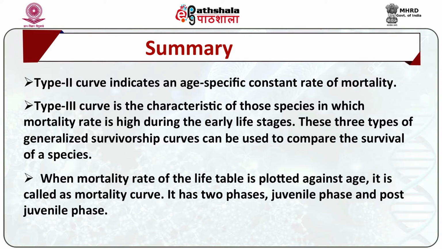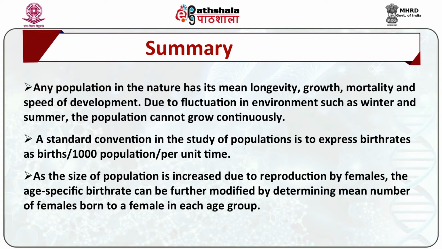When the mortality rate of the life table is plotted against age, it is called the mortality curve. It has 2 phases, that is the juvenile phase and the post-juvenile phase. Any population in nature has its mean longevity, growth, mortality and speed of development. Due to fluctuations in the environment such as winter and summer, the population cannot grow continuously.